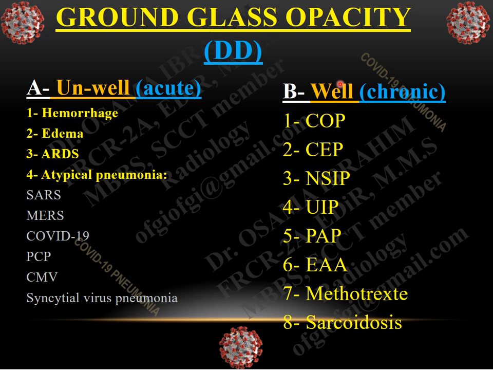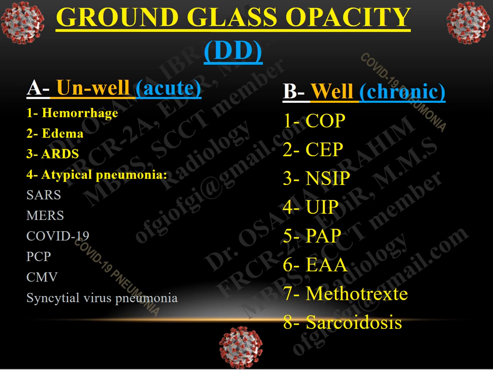If the patient is well at presentation, it means a chronic process of ground glass opacity, and we consider one from this list in the differential diagnosis according to other findings and the patient's clinical status: cryptogenic organizing pneumonia, chronic eosinophilic pneumonia, nonspecific interstitial pneumonia, usual interstitial pneumonia, pulmonary alveolar proteinosis, extrinsic allergic alveolitis or hypersensitivity pneumonitis, amiodarone toxicity, and sarcoidosis.